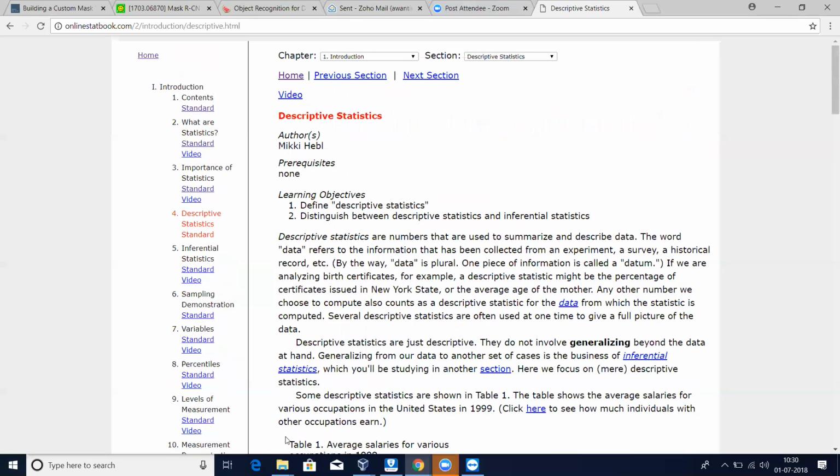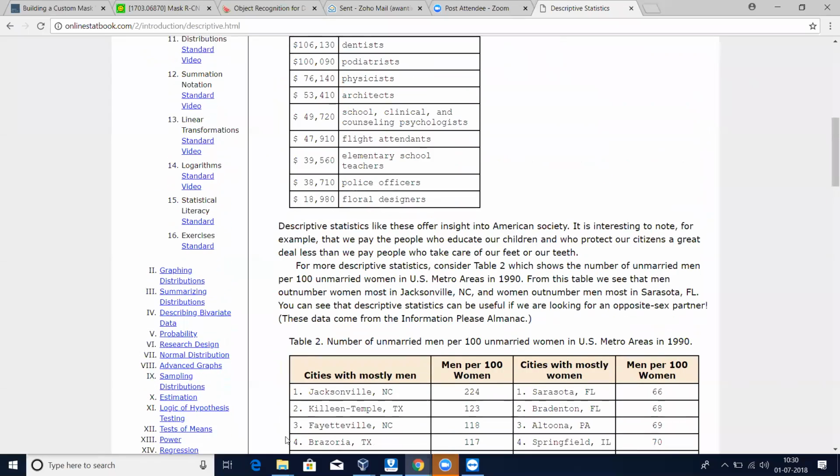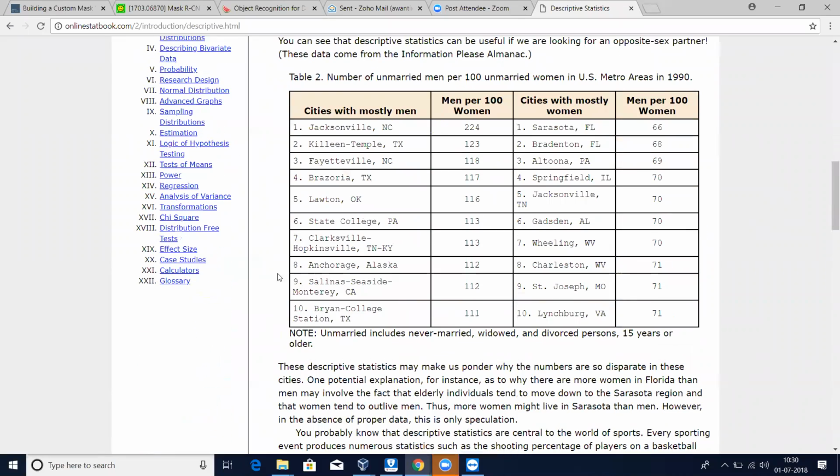So you already do that when you get data. This is the first thing you should be doing: descriptive statistics. Make sense? Okay. So you have data like this, and you want to bring some analysis out of it. You do that with descriptive statistics.